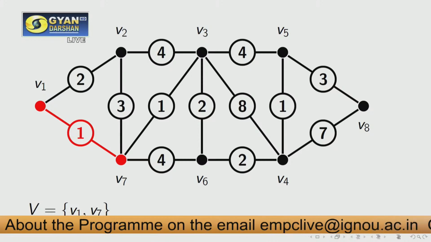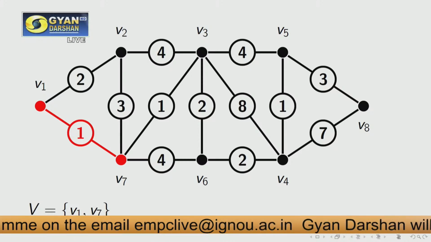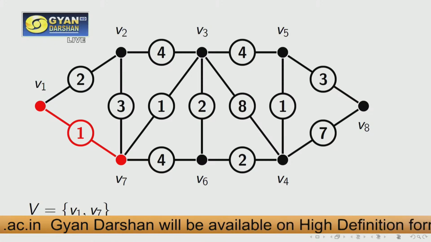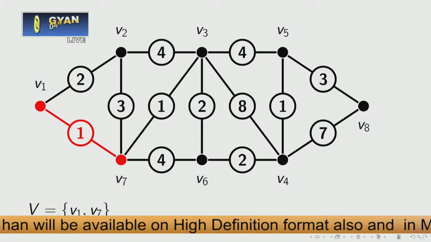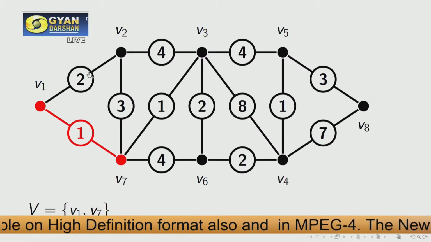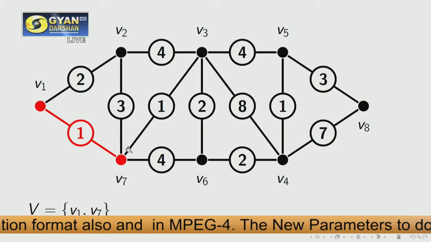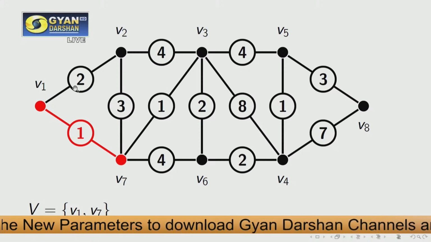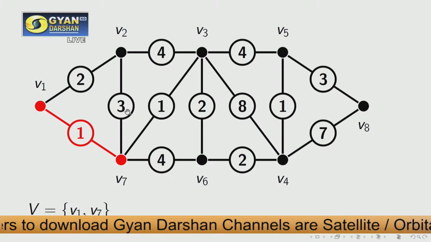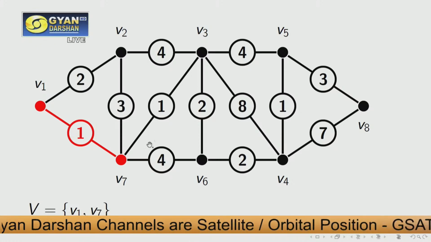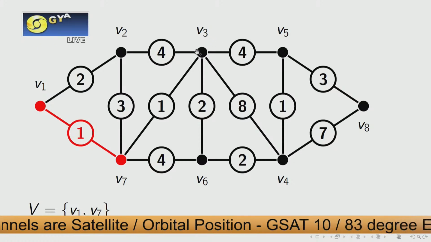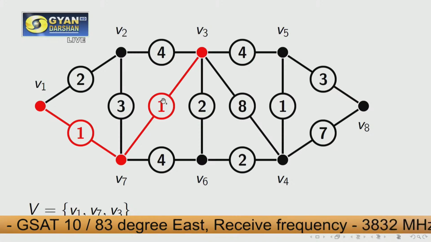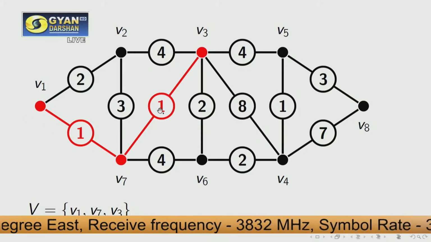Fine. Now there are 4 edges adjacent to this, and these edges are V1, V2, V7, V2, V7, V3, and V7, V6. Among the 4 edges, we have to select the one which has the smallest weight. So this one has the smallest weight, V7, V3. So we pick this one. And then now the tree has 2 edges, right?